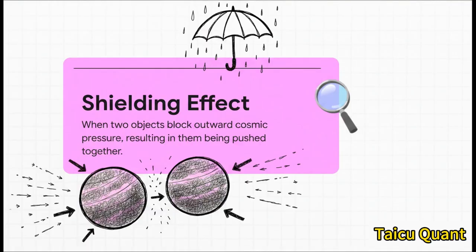The absolute key to making this click is understanding what's called the shielding effect. If the whole universe is packed with this isotropic pressure, meaning it's constantly pushing from all possible directions, what happens when two planets get near each other? Think of it exactly like standing under an umbrella in a massive downpour. Two objects close together essentially block the cosmic raindrops, or the pressure flow, for each other. They create a sort of pressure shadow right between them. And because the cosmic pressure on their outsides is now way stronger than the pressure inside that shadow, they simply get pushed closer together. That push, that's what we call gravity.